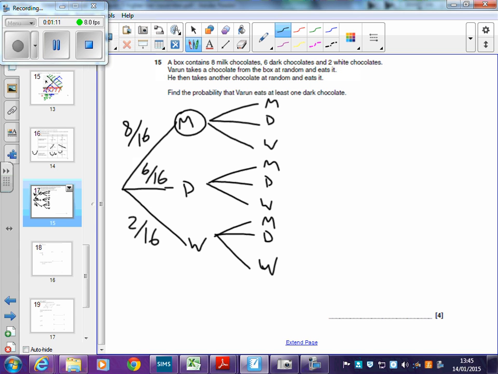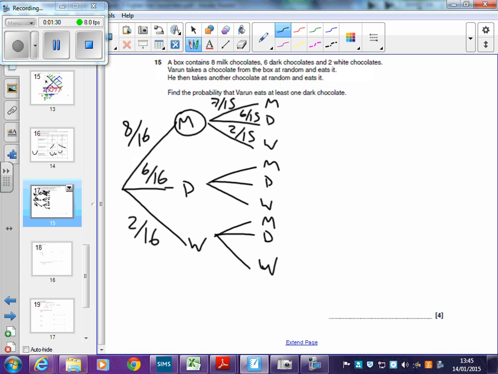So there are now only 15 chocolates left, and only 7 of them are milk. So the probability of getting a second milk one is 7 out of 15. So that changes. It's a conditional probability. Next, there are still 6 dark chocolates out of the 15 chocolates left, and 2 white chocolates out of the 15 chocolates left.